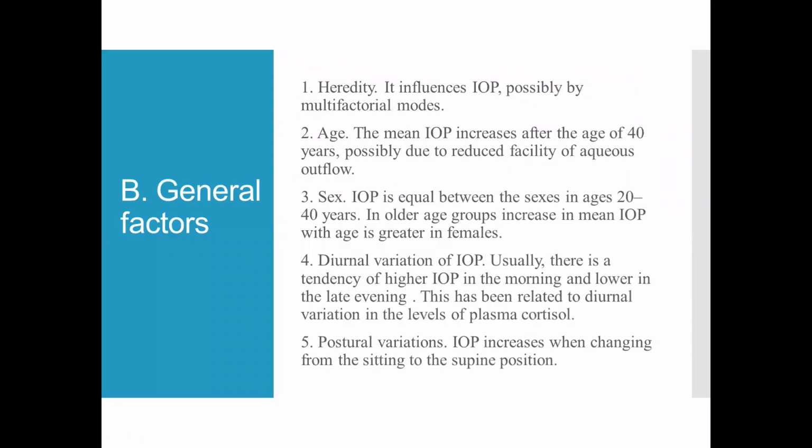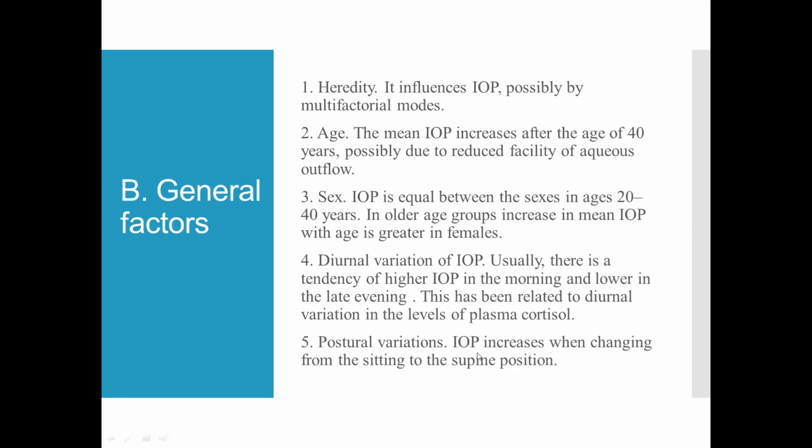General factors, so these include heredity. This influences intraocular pressure possibly by multifactorial modes. Then age. The mean intraocular pressure increases after the age of 40 years, possibly due to reduced facility of aqueous outflow. Then we go to sex. Intraocular pressure is equal between the sexes in ages between 20 to 40 years. However, in older age groups, there is an increase in mean intraocular pressure with age, greater in females. So between 20 to 40 years of age, the intraocular pressure is usually the same. However, after the age of 40 in females, it's greater.